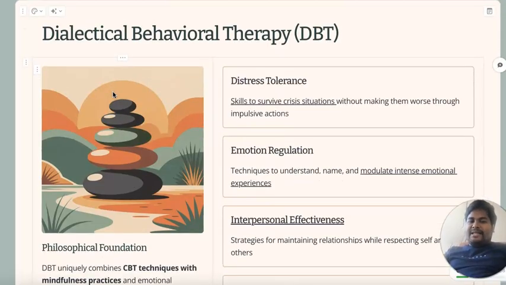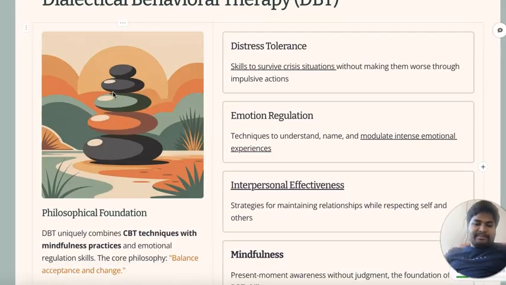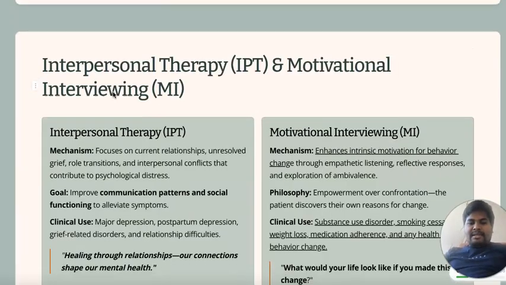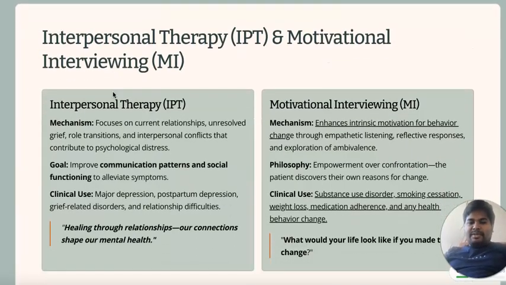So dialectical behavioral therapy, we have learned about this. It always comes with mindfulness, and always keep in mind borderline personality disorder. And yes, it helps with tolerance of distress, emotional regulation, increasing interpersonal effectiveness, and mindfulness. Okay. Now next is interpersonal therapy and motivational interviewing.